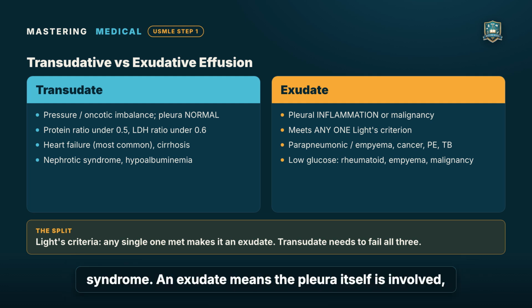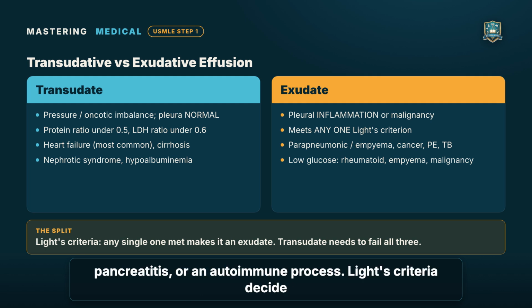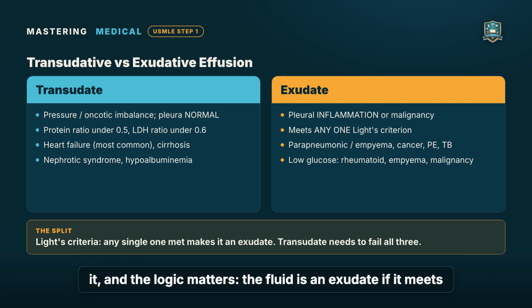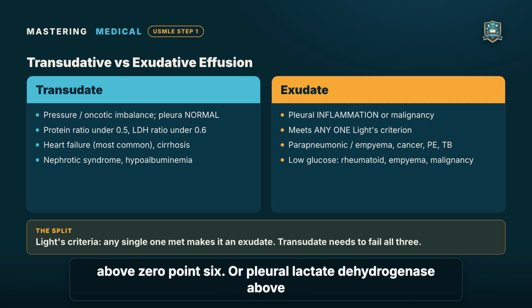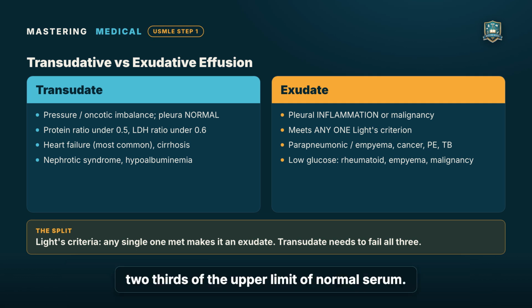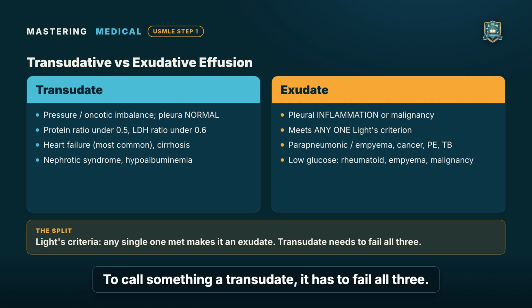An exudate means the pleura itself is involved, from infection, malignancy, pulmonary embolism, tuberculosis, pancreatitis, or an autoimmune process. Light's criteria decide, and the logic matters. The fluid is an exudate if it meets any single one of the three. Pleural protein to serum protein above 0.5. Pleural lactate dehydrogenase to serum lactate dehydrogenase above 0.6. Or pleural lactate dehydrogenase above 2/3 of the upper limit of normal serum. To call something a transudate, it has to fail all three.